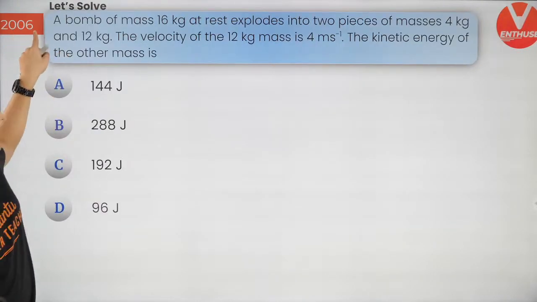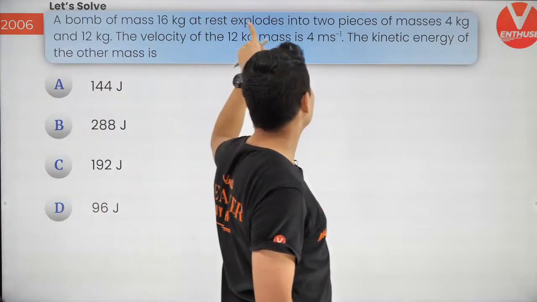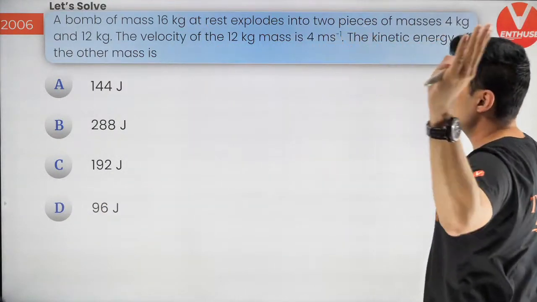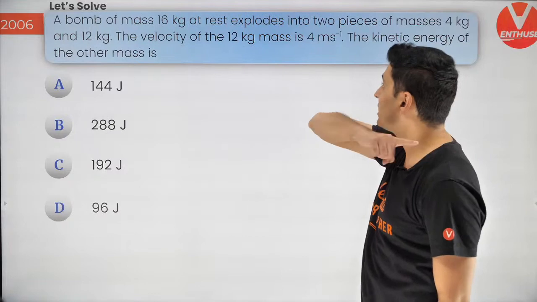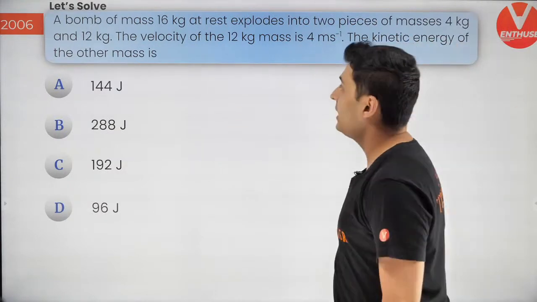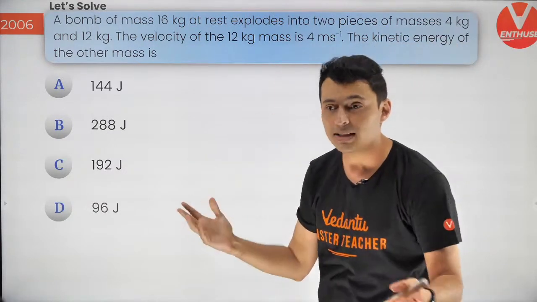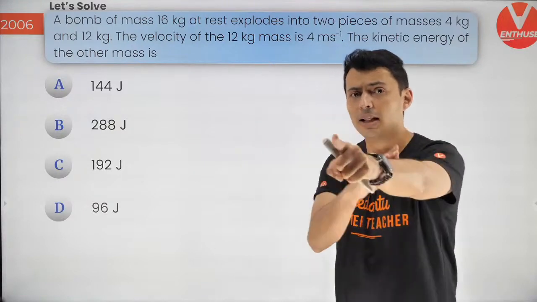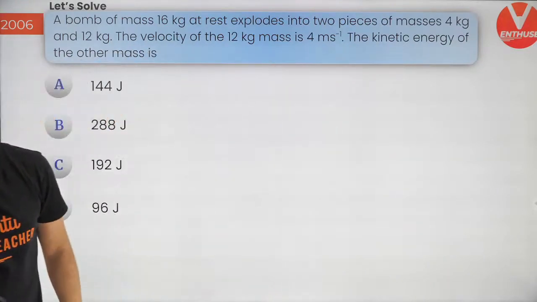Here it comes. Oh my God, a bomb is exploding. 16 kg explodes into two pieces, 4 kg and 12 kg. The velocity of 12 kg is 4 meters per second. The kinetic energy of the other mass is how much? Come on. Within 30 seconds, I want all the minions to give the answer. Come on, let's do this.